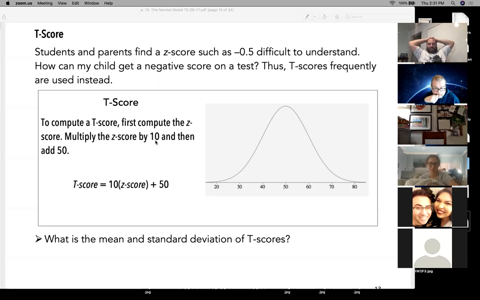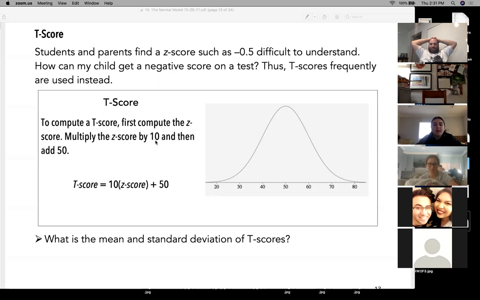So z equals negative 0.5. Isn't it just half a step to the left from the mean? What do you mean half a step? What's a step? Like instead of a full standard deviation, it's half?